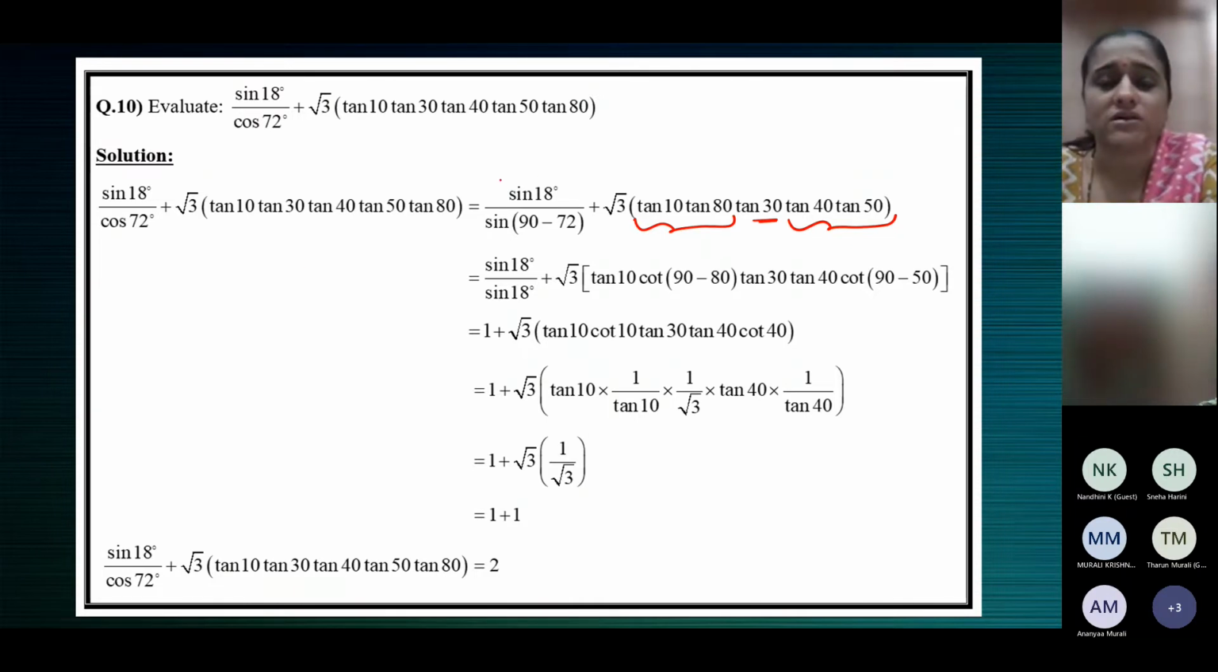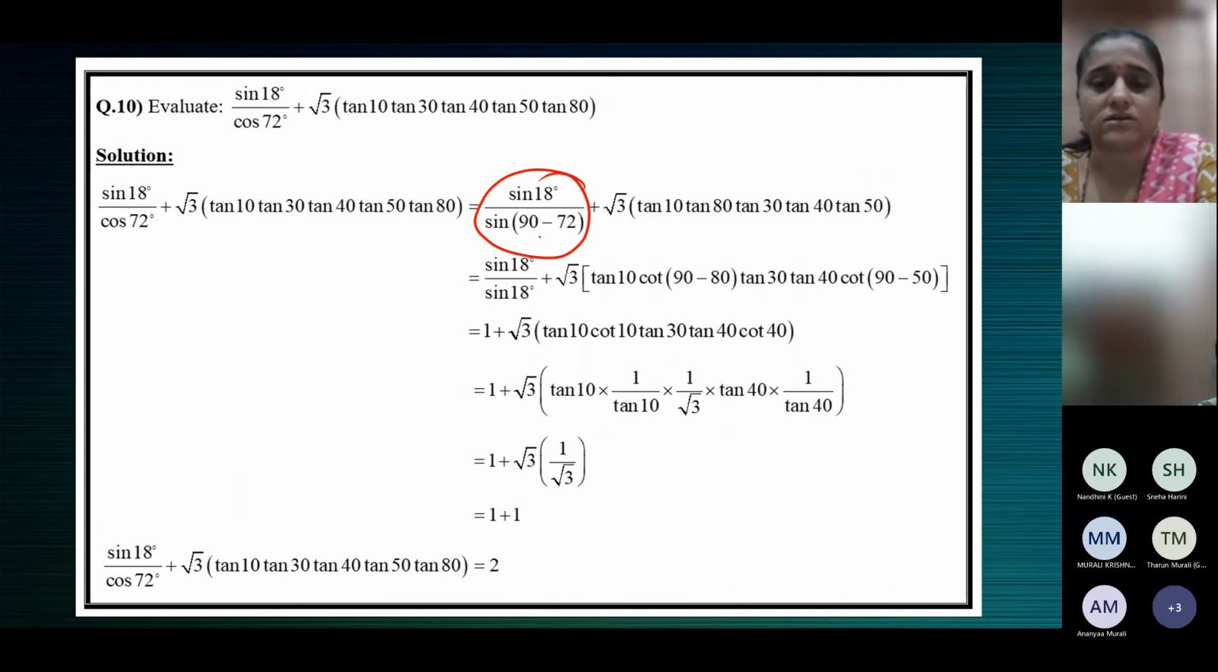Next step, sine 18 in the numerator as it is, 90 minus 72. 90 minus 72 is 18. So sine 18 by sine 18, they get cancelled, and it's 1 in the next step. So that's what about this first part. Sine 18 gets cancelled and it's 1. 1, 1, so it's 1. Okay, so there we have simplified.